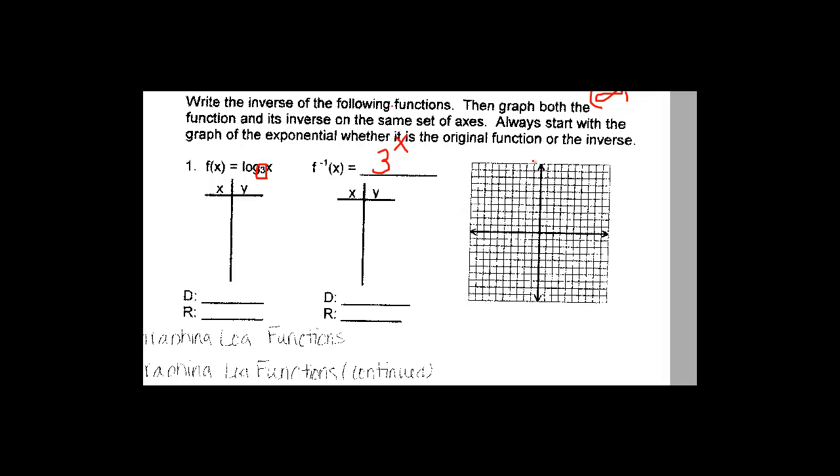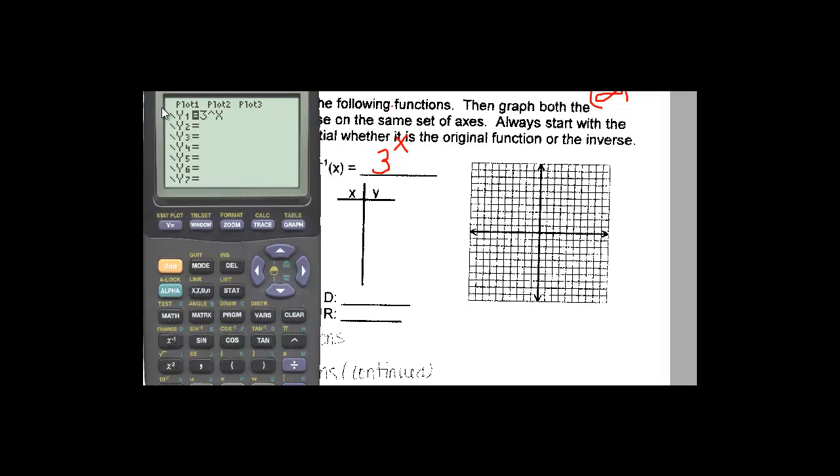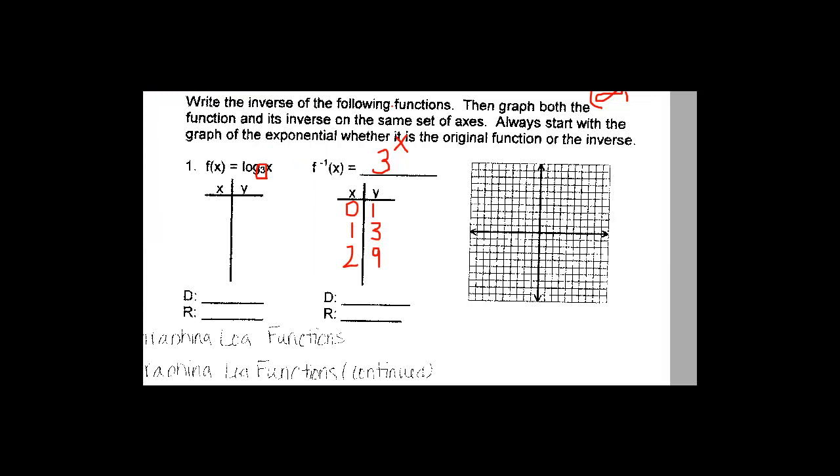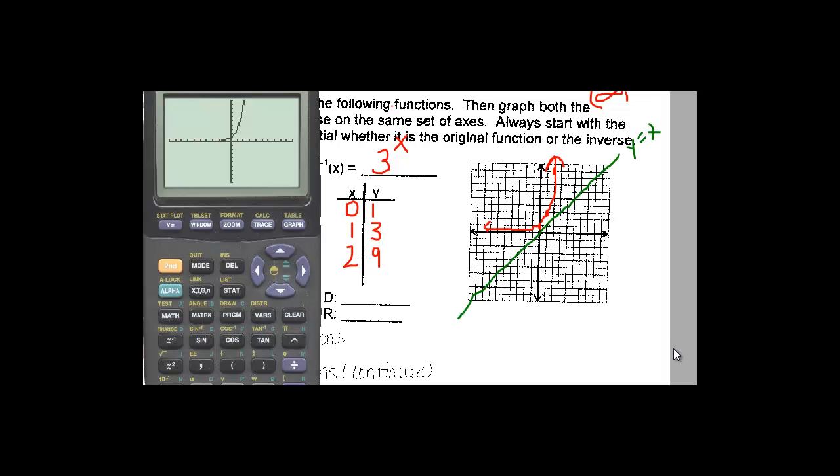Now remember, I said that we are going to graph the exponential function first. Plug in 3 to the power of x into the calculator. On the homework assignment, we are also going to graph y equals x on the same axis as the exponential function and its inverse. Looking at the graph in the calculator, we see that it starts out really high, it curves at 0, 1, and it gets closer to 0, but it does not cross. We can also validate that via the table.